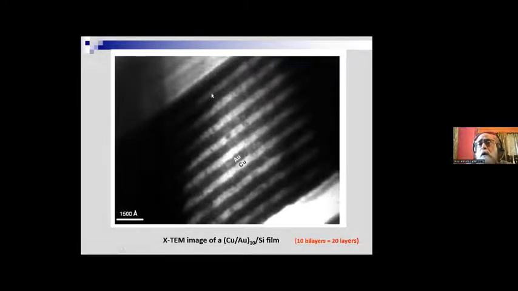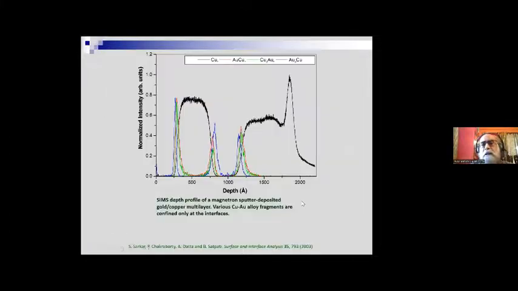So this is a gold copper multi-layered structure. Okay, this is the cross-sectional TEM, and this is what we are measuring by SIMS. You can see that across each interface we are getting different kinds of alloy formation, and they are separated spatially. So we can pinpoint which kind of alloy is forming because of the intermixing of gold and copper at the interface. At the interface, gold and copper can intermix across the interface and form different kinds of alloys, and the compositions can be extracted through SIMS.